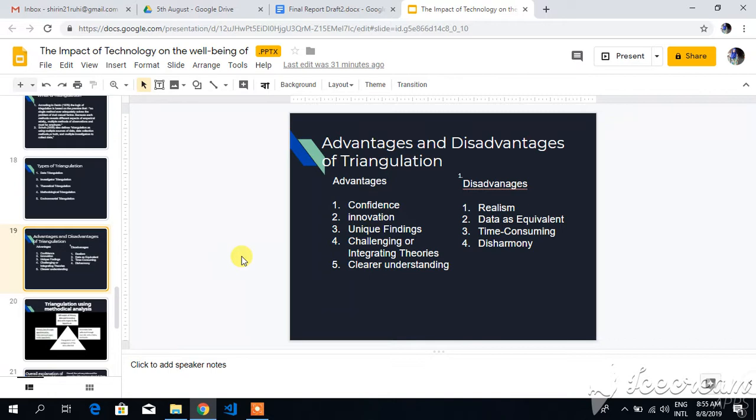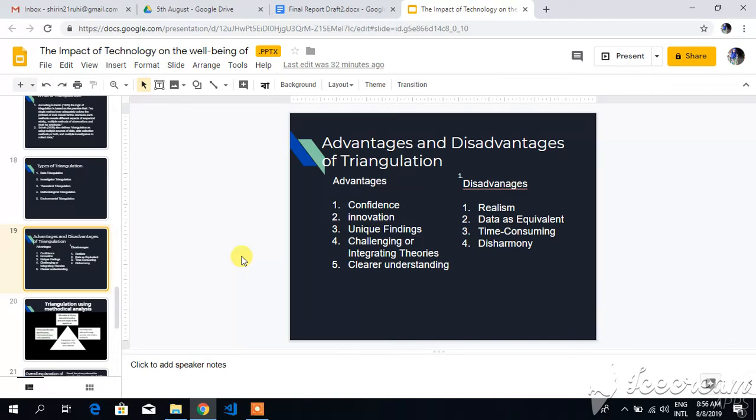When using triangulation, we use different sets of data from different references and resources, which means that it builds up more confidence in the research report. It also gives us an area to innovate and find unique findings and also have challenging and integrating theories. Since different research reports have different authors, and different authors have different views, it makes the report very relatable and very easy to understand.